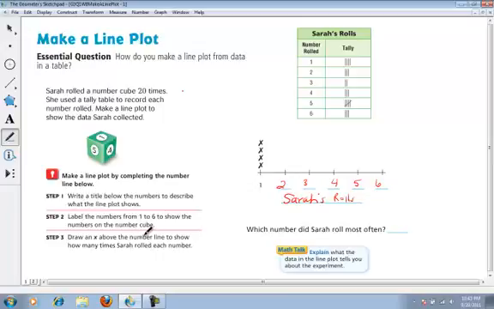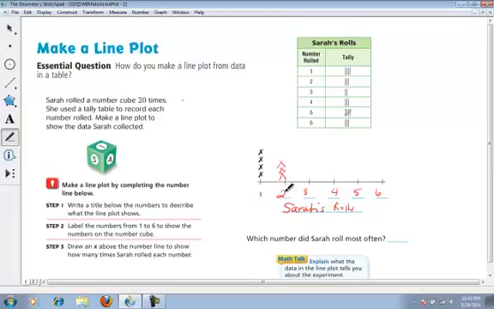And step 3 is to draw an X above the number line to show how many times Sarah rolled each number. So let's look up here. In our tally table, we can see that Sarah rolled a 1 4 times. So there's 4 X's above the 1. How many times did Sarah roll a 2? 1, 2, 3. So I'm going to put 3 X's above the 2. How many times did she roll a 3? If you said 2, you're correct. So I'm going to put 2 X's.